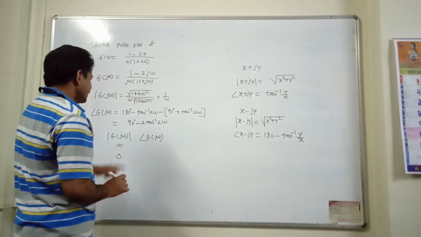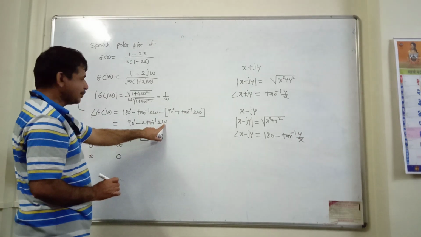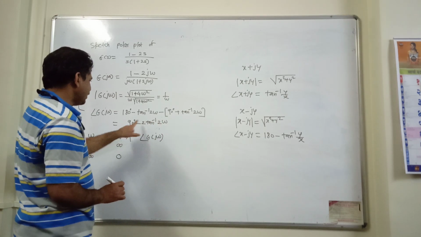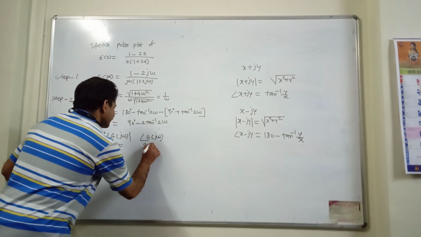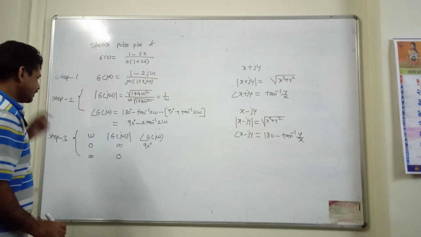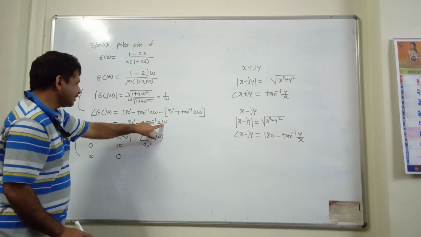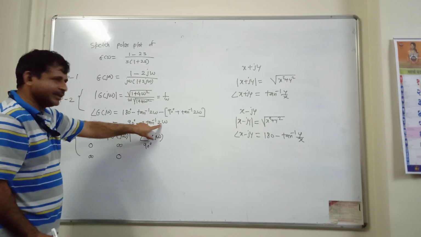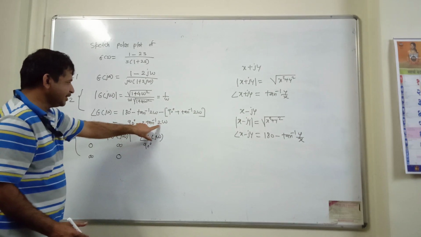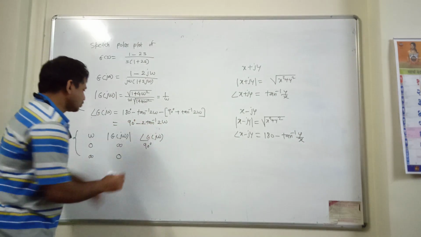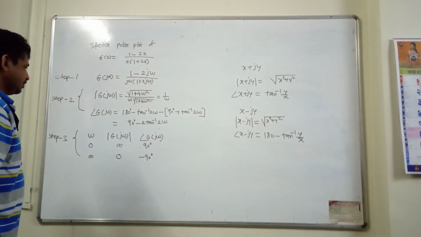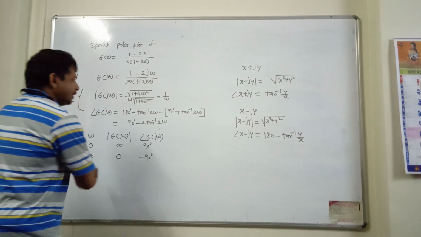And now about phase. When I put omega as 0, tan inverse 0 is 0, so 90 minus 0 is 90 degrees. And when I put omega as infinity, tan inverse of infinity is 90 degrees, so 2 into 90 is 180, and 90 minus 180 is minus 90 degrees. See, so in this case, how will the plot be?